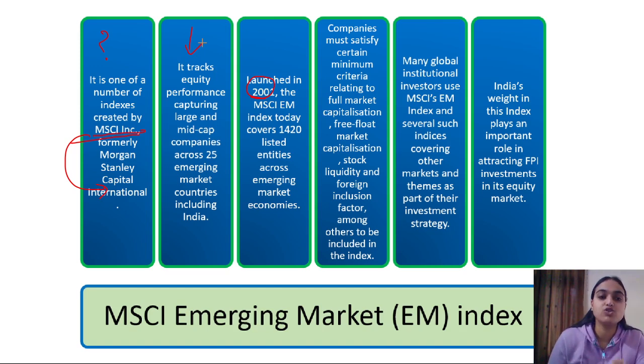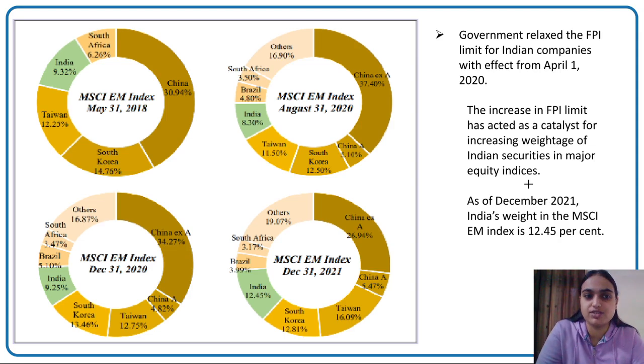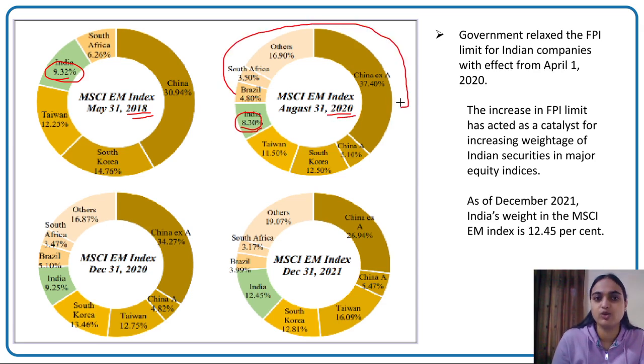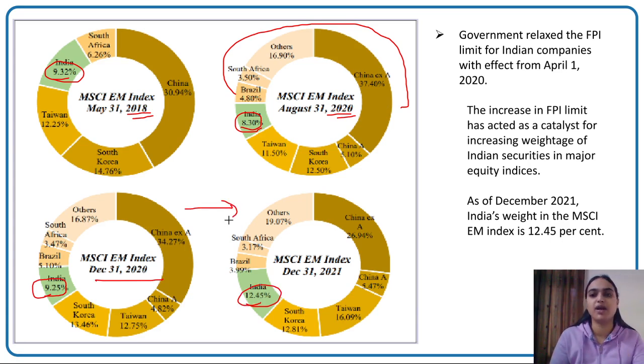India's weight in this index will play an important role in attracting FPI investments in Indian markets. Over time, India's weight in this index has increased. If you look, in 2018, India's share was 9.32%, which decreased a bit to 8.30 in 2020 because more countries and more companies were added to this index. But since then, in December 2020, it increased to 9.25. In December 2021, it increased to 12.45. India's weightage in this index has grown because the government relaxed the FPI limit for Indian companies in 2020. The increased limit helped in increasing the weightage of Indian securities in various indices, including this very index.